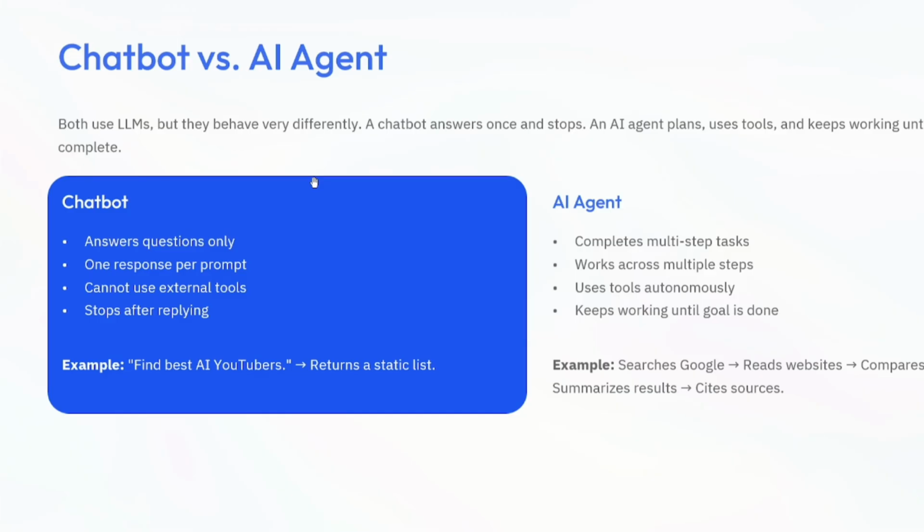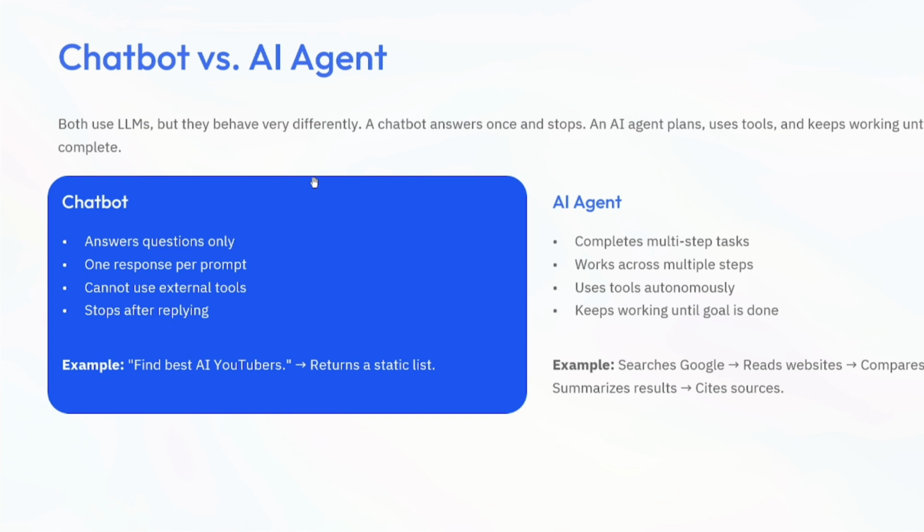Okay, so for an easy analogy, you can understand this thing also. Think about ordering food. A chatbot is like asking your friend which pizza is best, and he simply answers. An AI agent is like hiring a personal assistant, who finds the restaurant, compares the prices, places the order, and tracks delivery also, without asking you every minute.